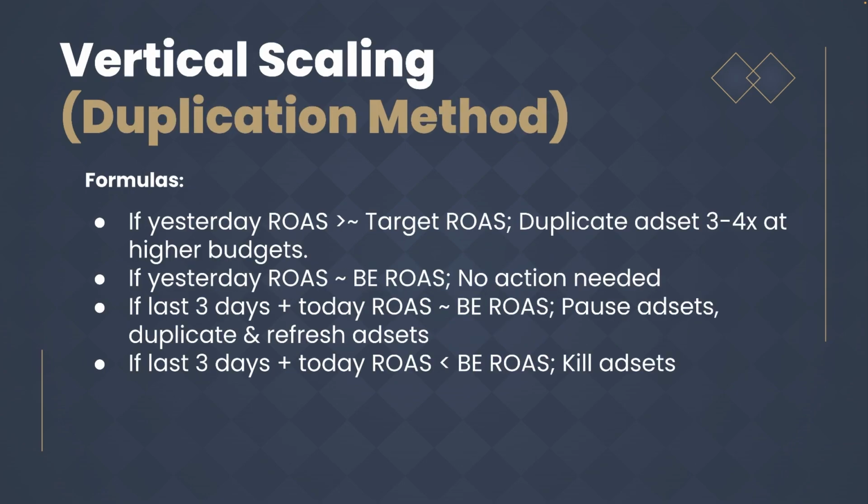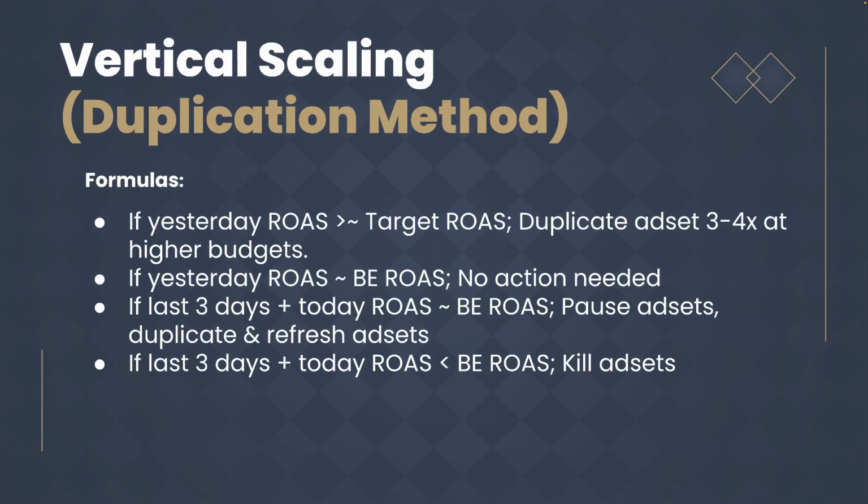Now, this is one of my favorite methods called vertical scaling duplication method. If yesterday ROAS is more or less your target ROAS, you would duplicate the same ad set 3 to 4 times at higher budgets. Let's say you have the original ad set at $100, you would duplicate it at $150, $200, $250, $300. So you would have all of these different variations, and then you would observe their performance.